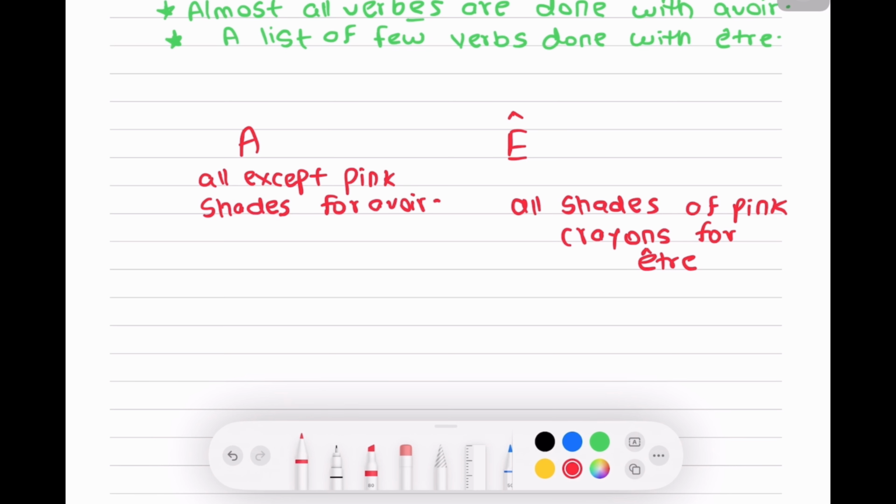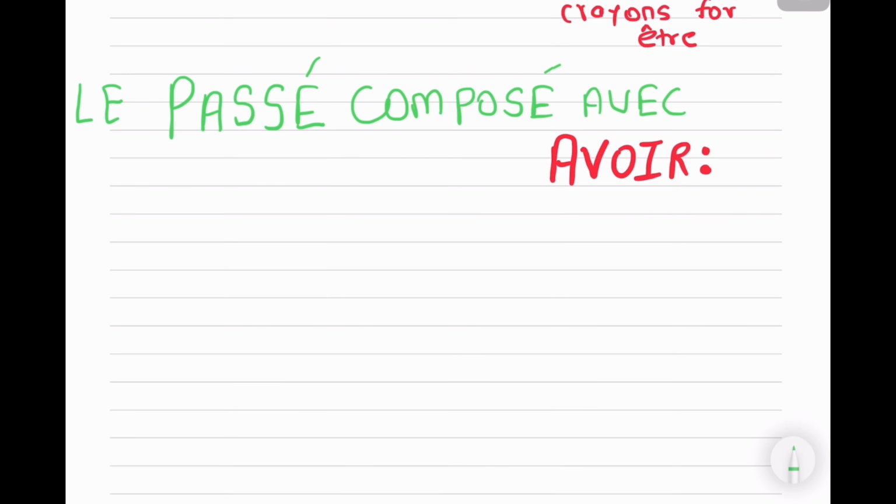Okay, this was an example, right? Now think of it in the same way as verbs. The crayons are verbs, right? So there's a list of verbs, 15-16 verbs that are conjugated with être, right? And the rest of all the verbs are done with avoir. Alright, so right now we're going to do passé composé avec avoir, that is past tense with avoir.